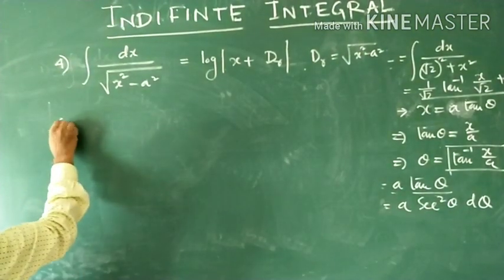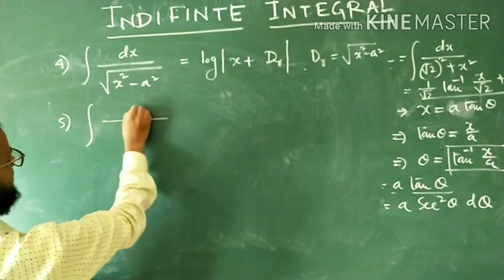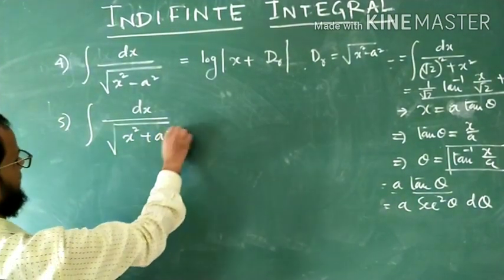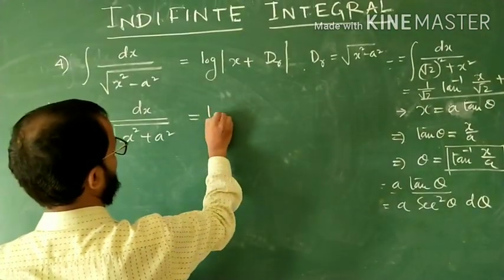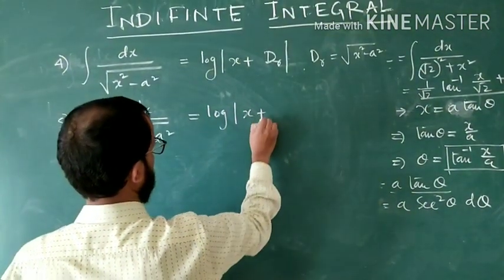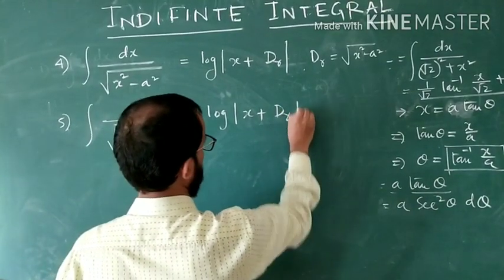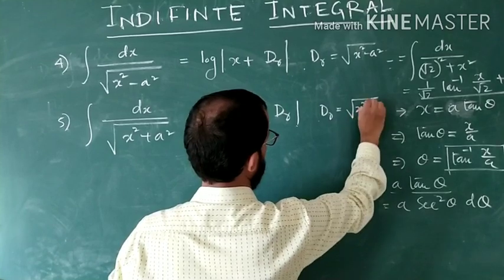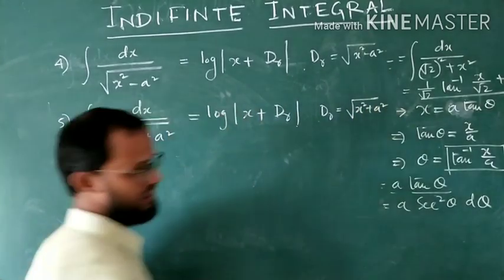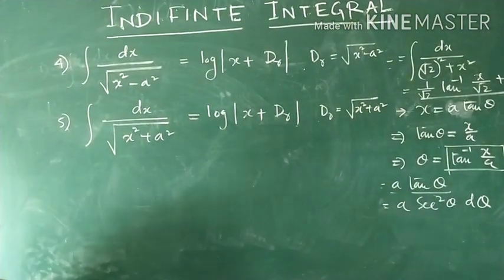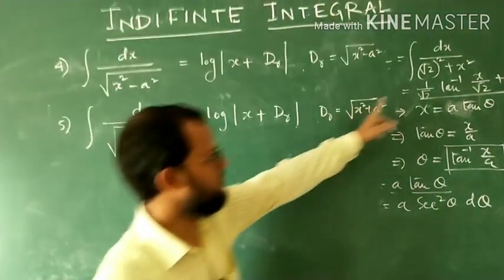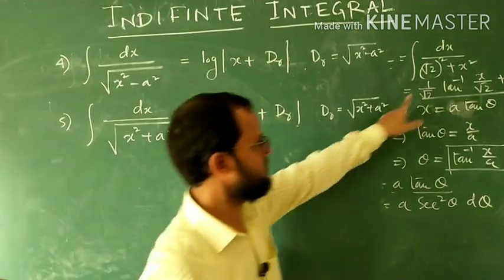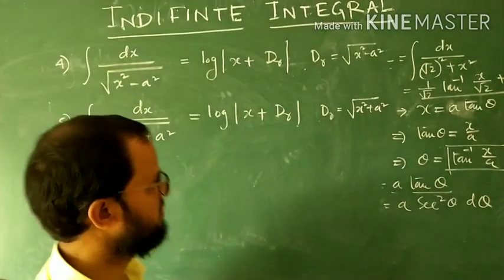And number 5, integration dx by root over x square plus a square. The formula is log modulus x plus denominator. Same formula, only the denominator is changed. It is x square plus a square, or a square plus x square. Sometimes students get confused. Here there is a square root, here there is not. So remember this particular expression.